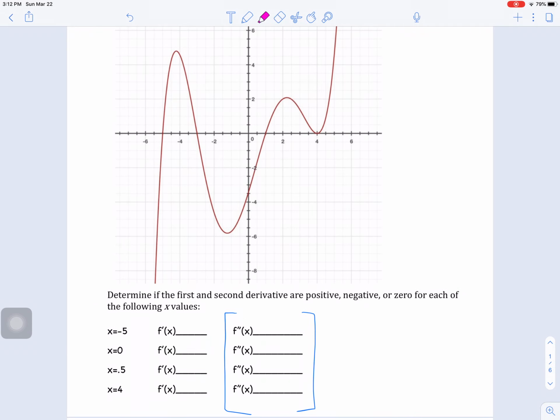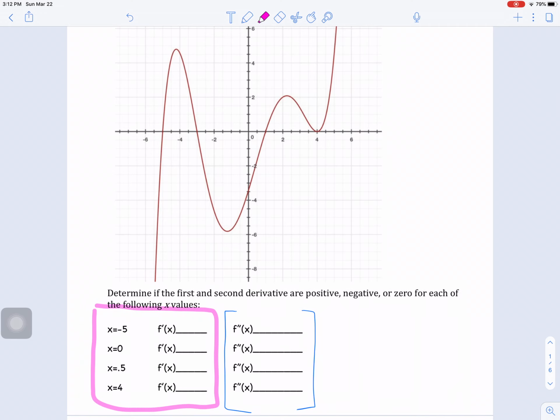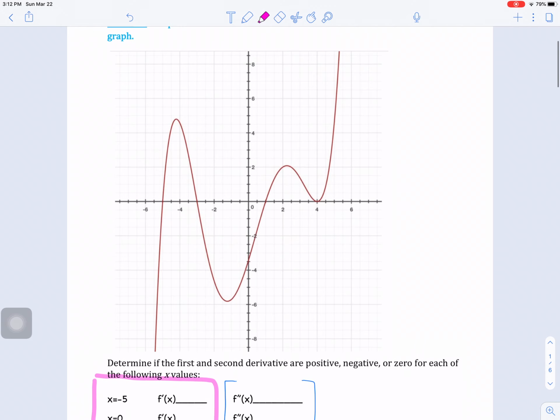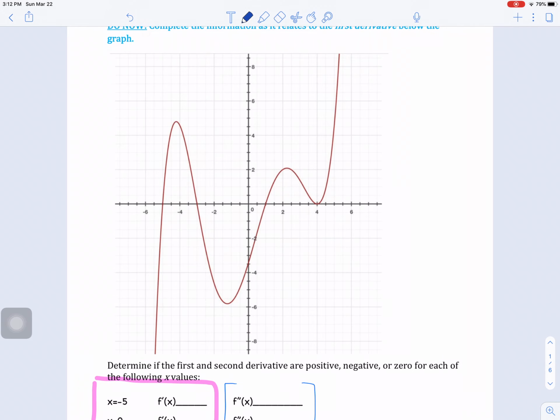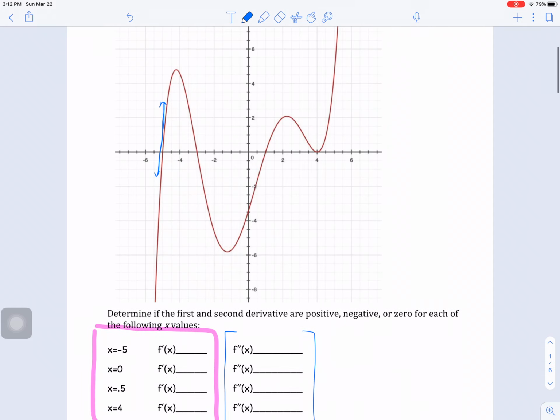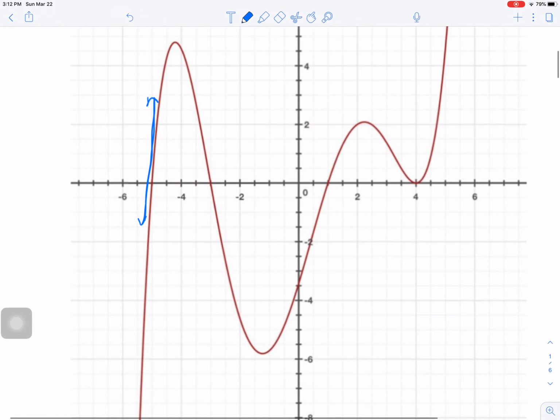So the question in this section, this is all I'm asking you to do right now, is to determine if the first derivative is positive, negative, or zero for each of the following x values. Please remember our previous lessons that if the slope of the tangent line at a point is positive, the graph is increasing and the derivative would be positive and greater than 0. And when the graph is decreasing, the slope of the tangent is negative.